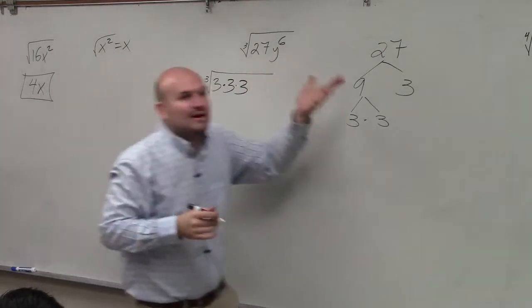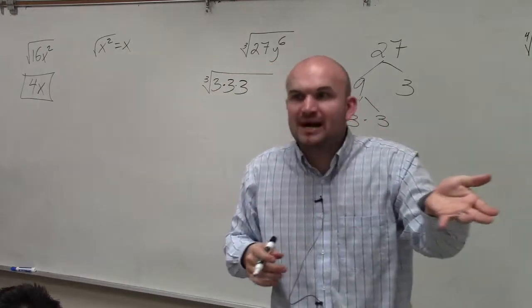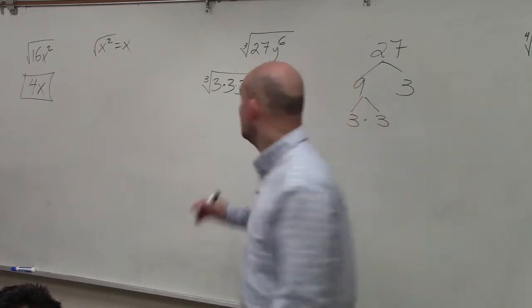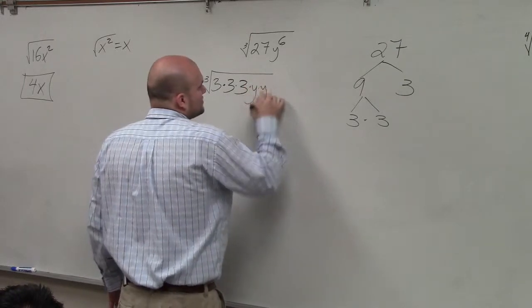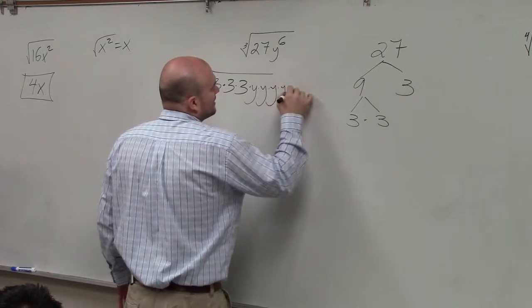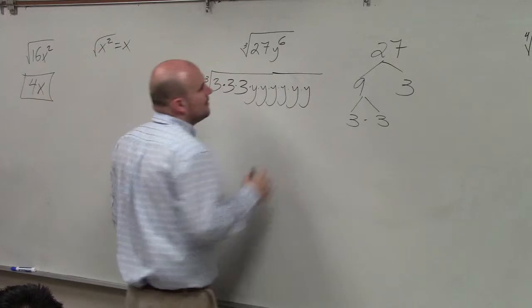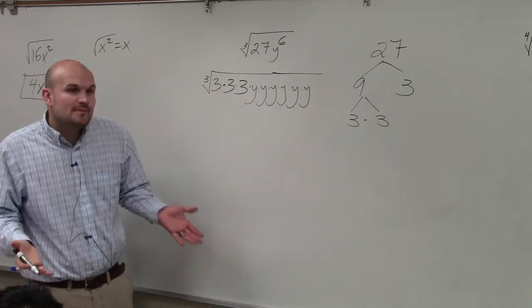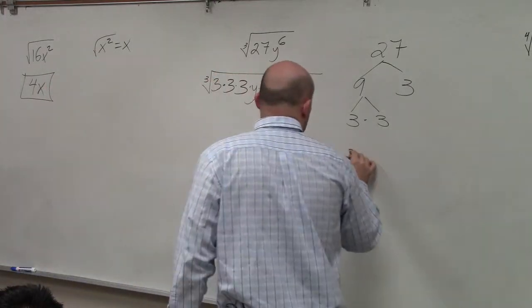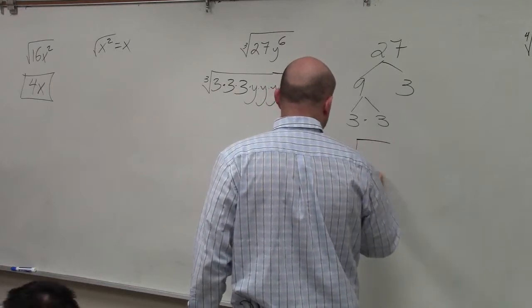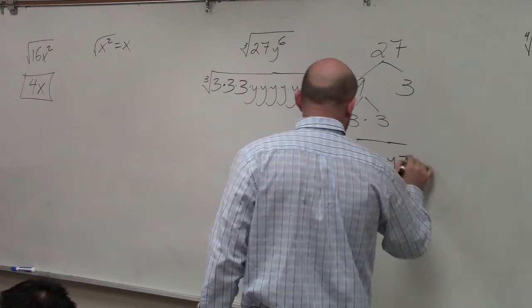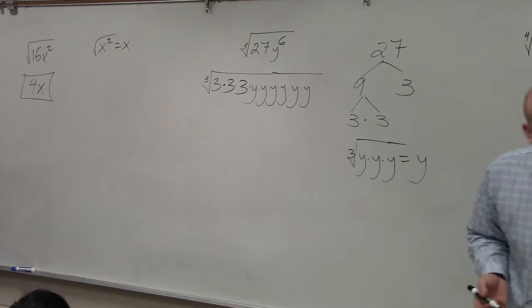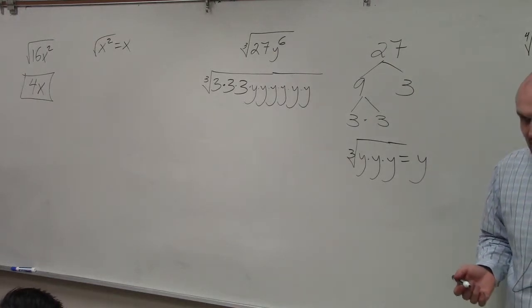Then I know I can break out y to the 6. That's y multiplied by itself 6 times, right? So you could write that as y times y times y times y times y times y. Then going back to our rule, we know that the cube root of something multiplied by itself 3 times is just equal to that something, y, right? Do you guys agree with me?